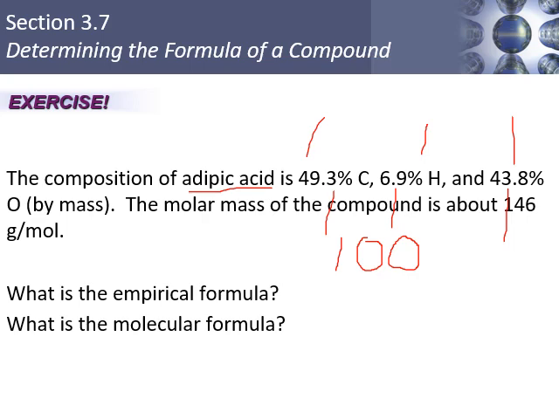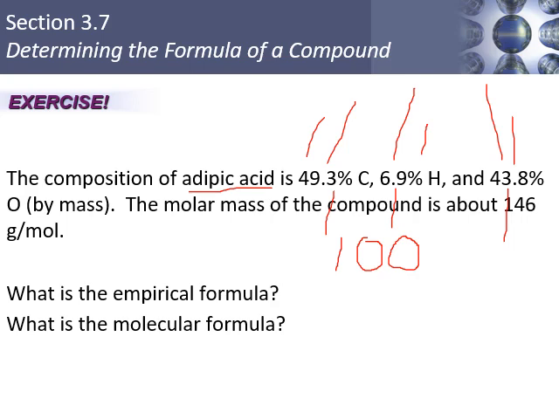So for carbon, here you would have 49.3 grams of it, and then you divide that by 12 grams per mole, and you're going to have a little bit more than 4 moles of it. For hydrogen, you're going to have about 7, and for oxygen, you're going to have between 2 and 3.